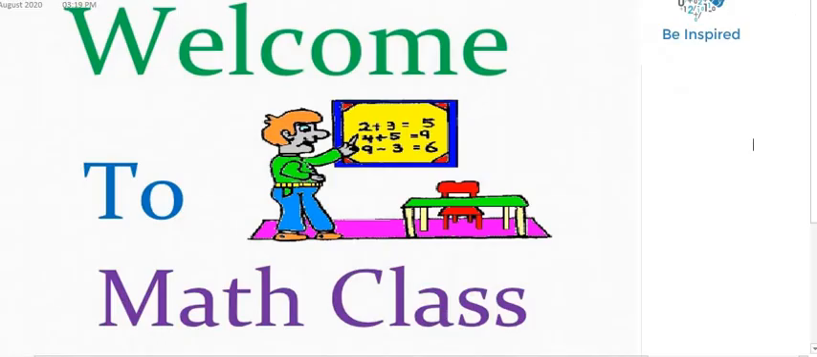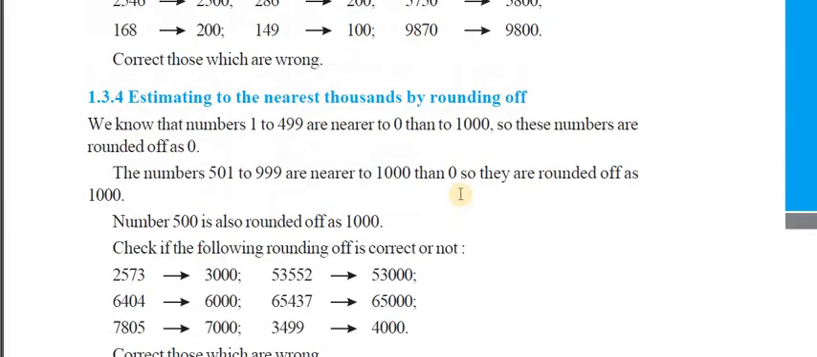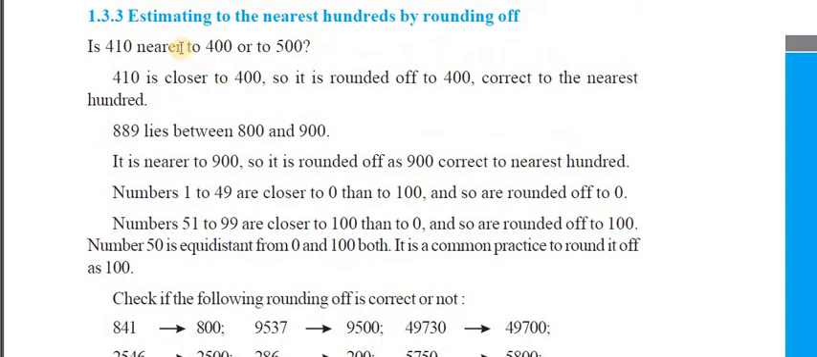Hi kids, welcome to maths class. In the previous class we learned what estimation is and how to do estimation for the nearest tens. Now in today's class we are going to find out what estimating to the nearest hundreds and thousands is.